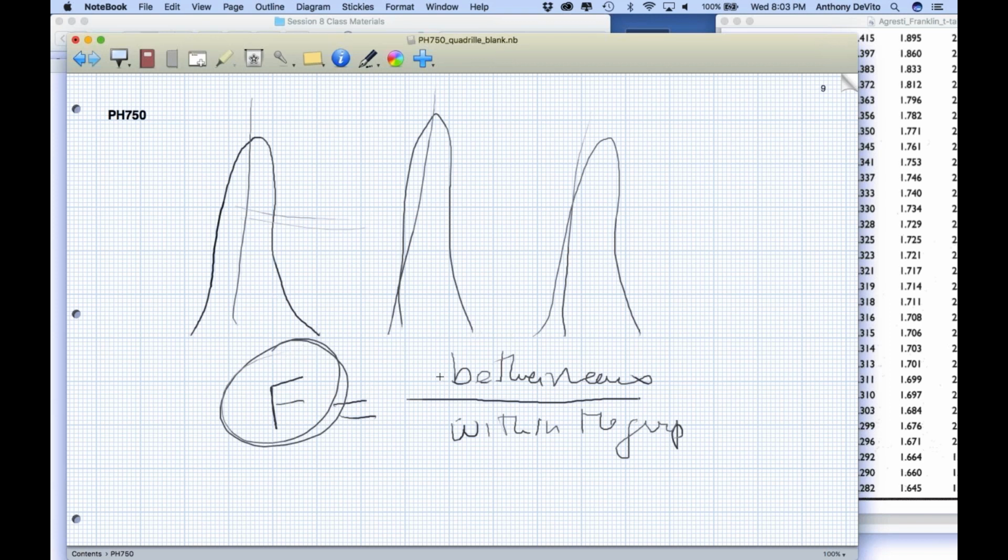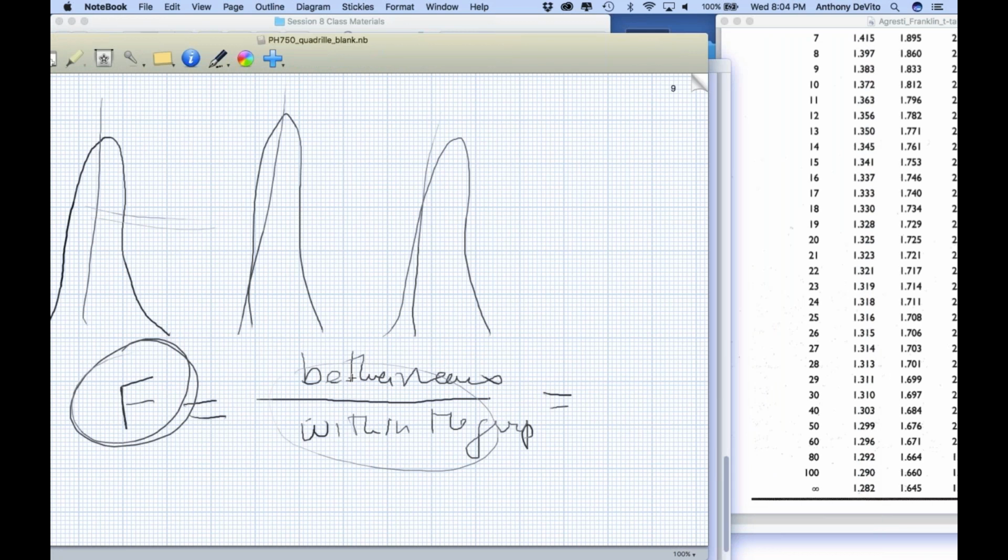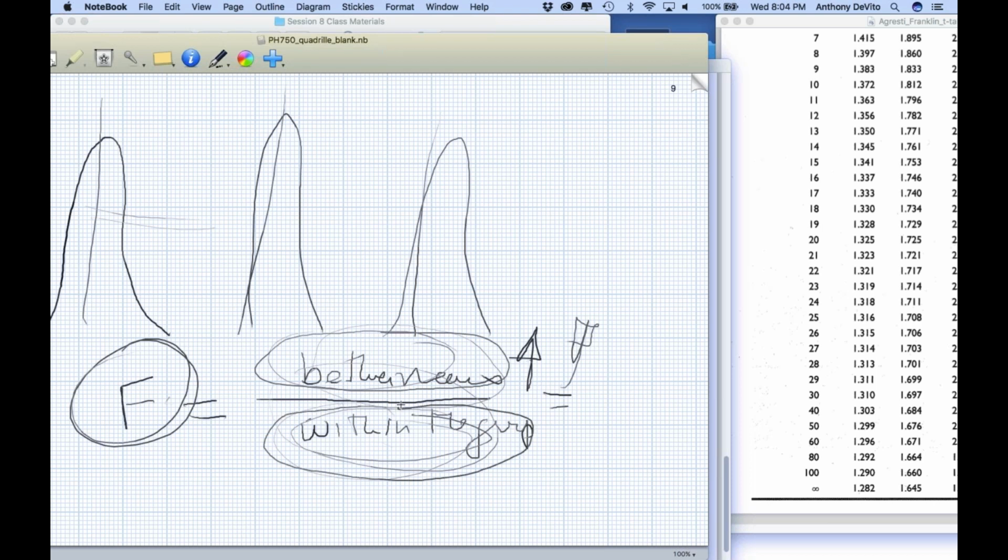Okay, and how do we get this? Well, how does this equation work? Well, the way this equation works is that the bigger the difference, in other words, this is the numerator, this is the denominator, right? The bigger the top of this is, the bigger my F score is. The smaller the variability within the groups, the bigger my F score is, right? So we want this number to be big and this number to be small.